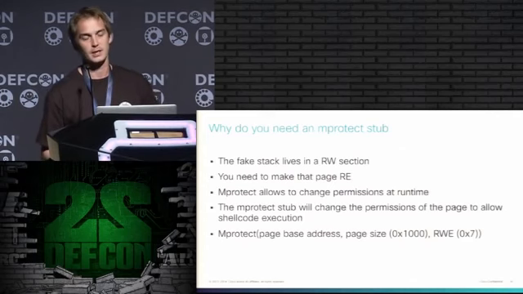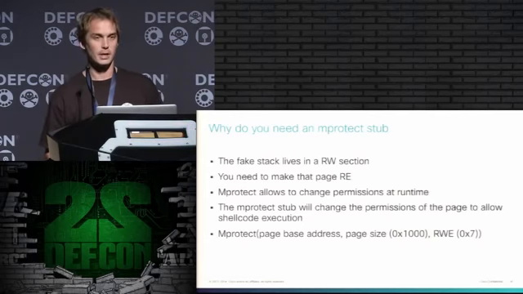So this is where mprotect kicks in. It's just a standard Linux libc function, sorry, which allows you to change memory permissions at runtime. So basically, I'll just add a small mprotect stub in the front of that, and once that has executed, it will jump back into your shellcode.